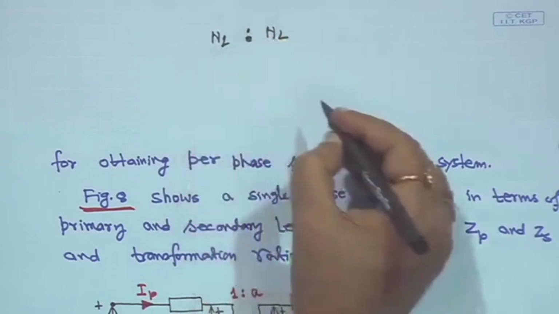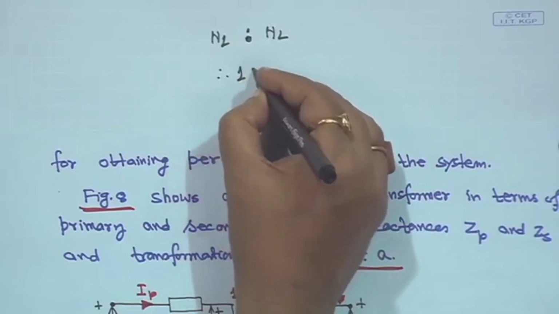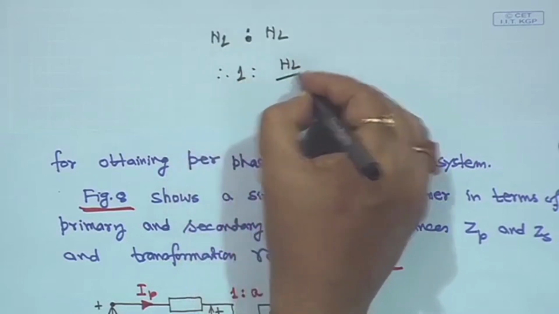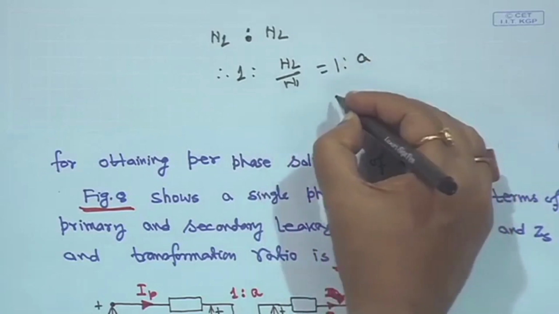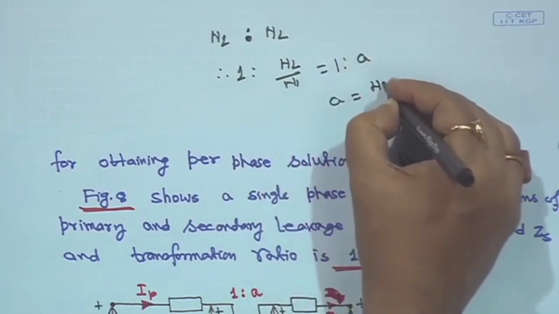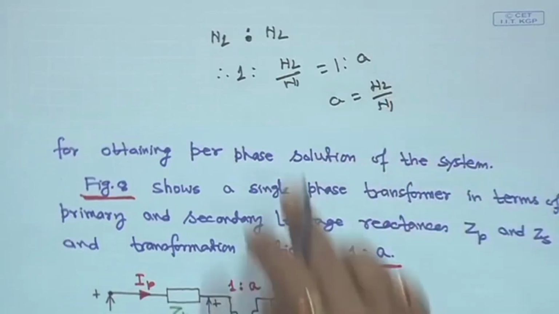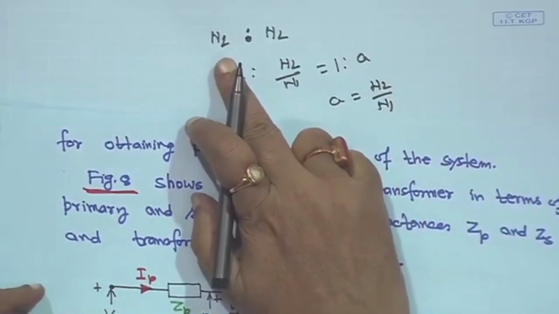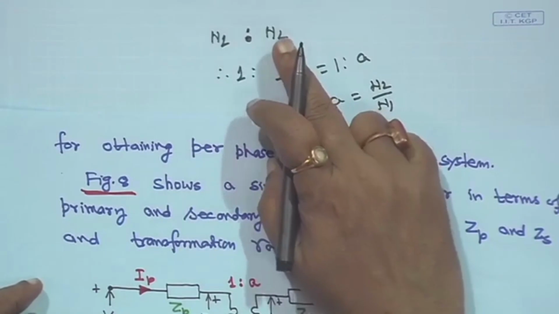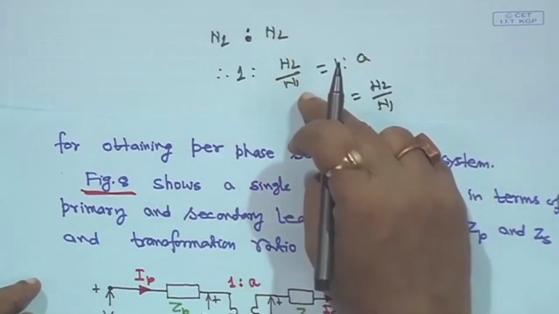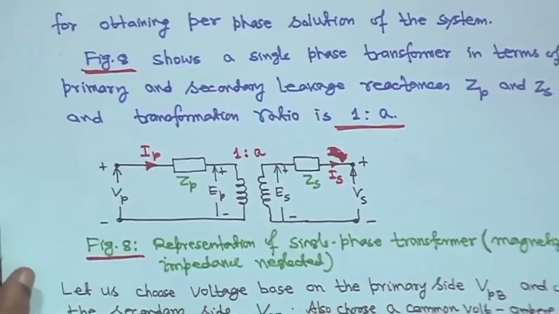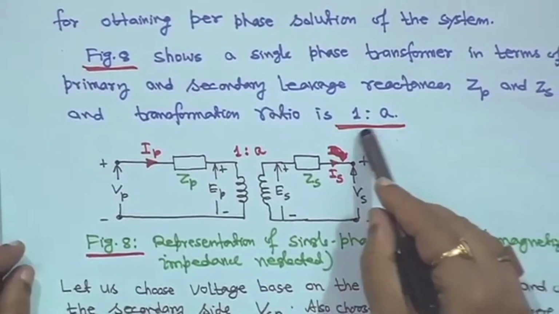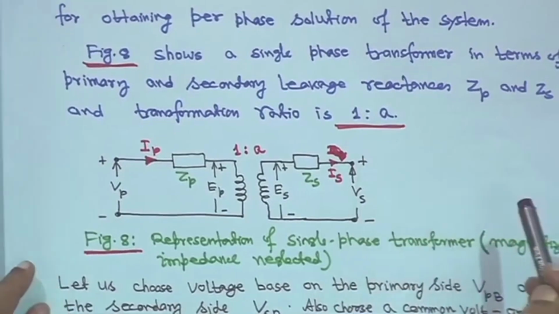So, N1 is to N2, that means it can be written as 1:N2 by N1 is equal to 1:A, and A is equal to N2 upon N1. N1 is the primary side number of turns, N2 is the secondary side number of turns. So, A is equal to N2 upon N1. That is why the transformation ratio is given as 1:A.